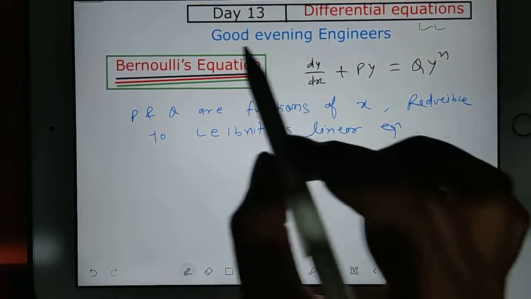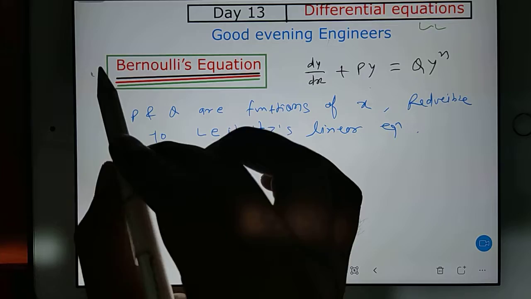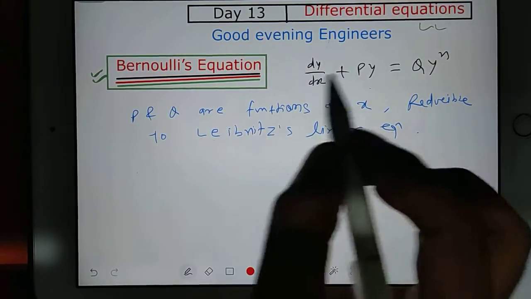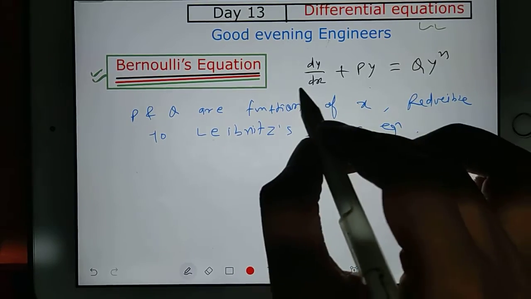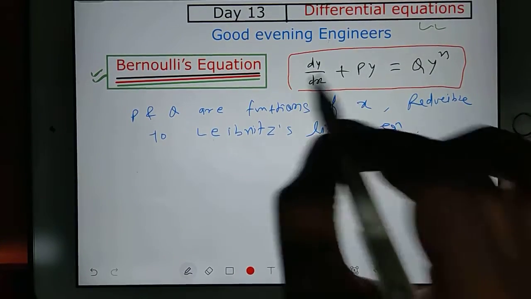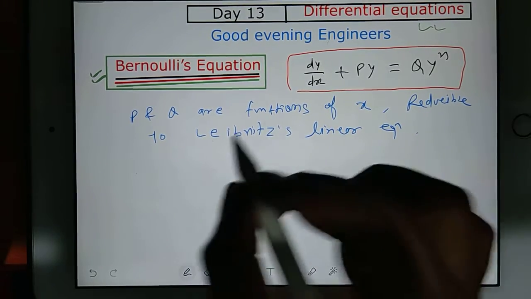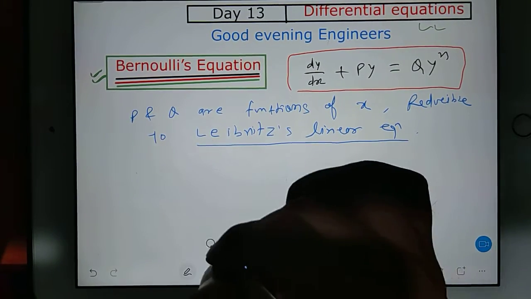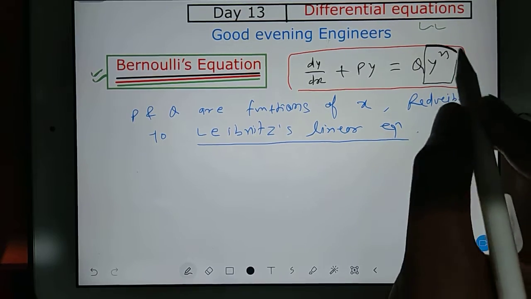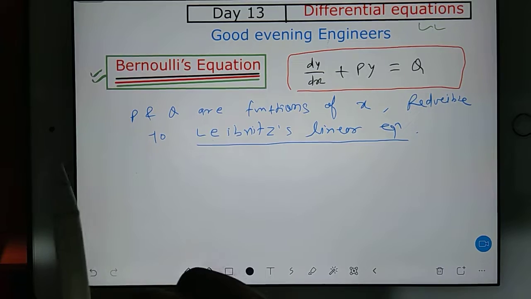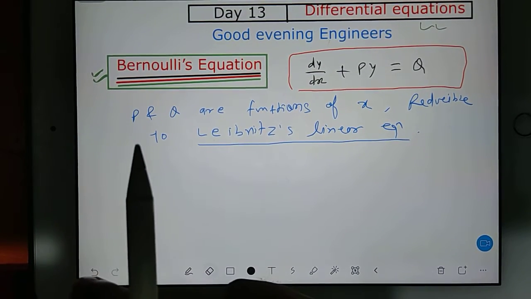We are continuing differential equations, and today's topic we are starting from the Bernoulli equation. In the last class we had the Leibniz equation. This is the format of the Bernoulli equation. You can see there is only one change from the Leibniz linear equation. That change is y power n. If you do not write y power n here, then it will be your simple Leibniz linear equation.